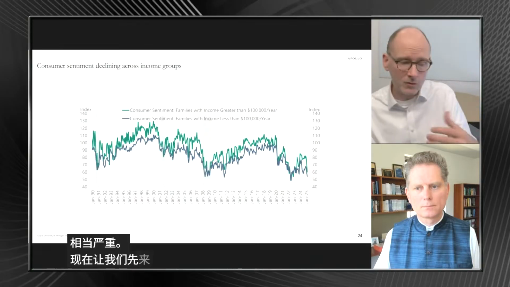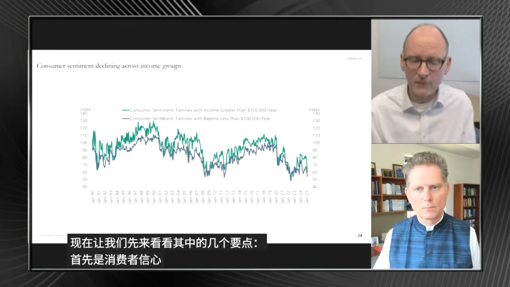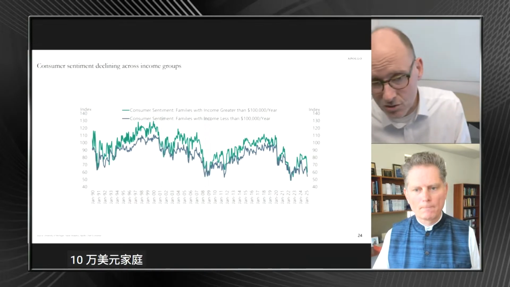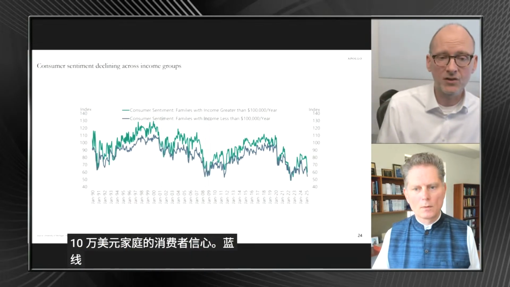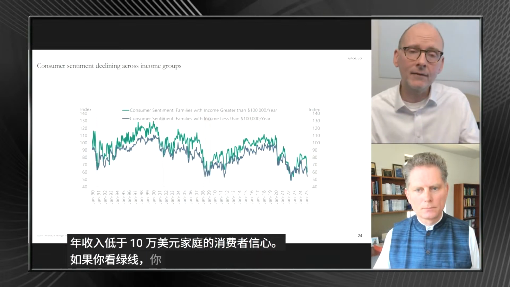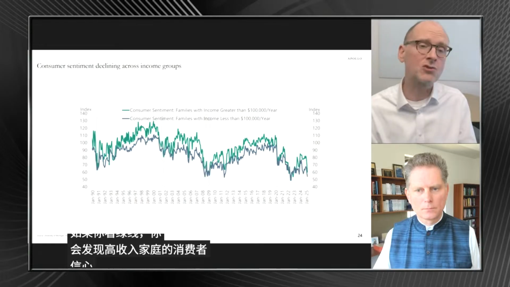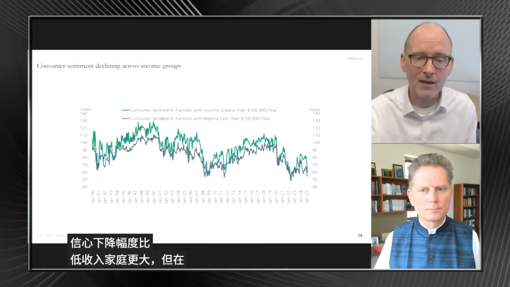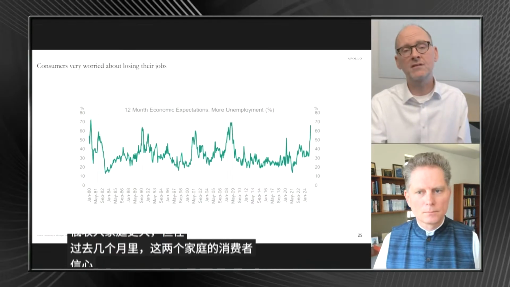So let's just look now at a few of these bullet points. First, consumer confidence. The green line is consumer confidence for families with incomes of more than $100,000. The blue line is consumer confidence for families with incomes of less than $100,000 a year. And if you look at the green line, higher income households have seen a sharper drop in consumer confidence than lower incomes. But both of them have in the last few months seen consumer confidence decline.